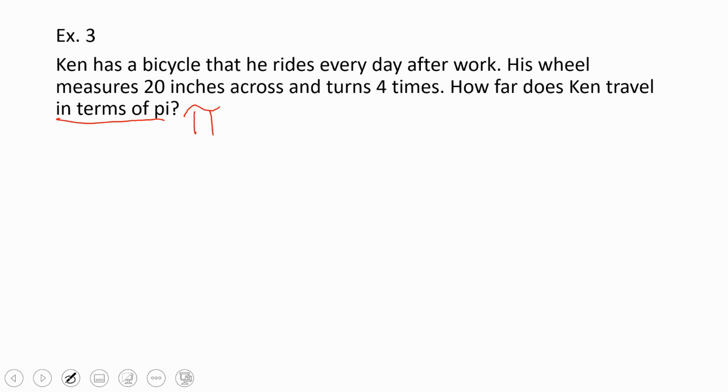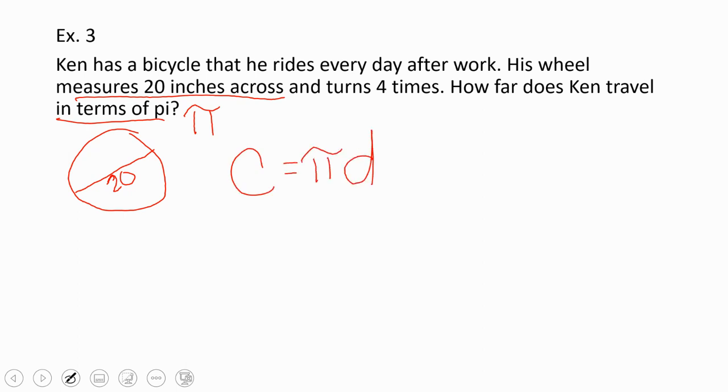Now, let's make sense of this problem. So here's his wheel, and it says it measures 20 inches across. So that has to be referred to as the diameter. And then it's going to turn 4 times. So first let's find the circumference of his wheel. That would be pi times d. So the circumference is going to be 20 pi because we're leaving pi in the answer.